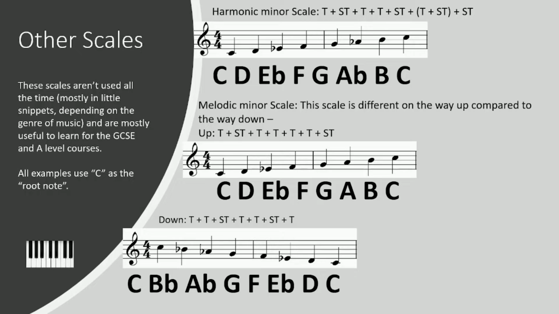Tone, tone, semitone, tone, tone, semitone, tone. And it's got the 7th, 6th, and 3rd degree of the scale flattened again. So it's the usual minor scale, also known as the natural minor scale for those people studying more classical music.